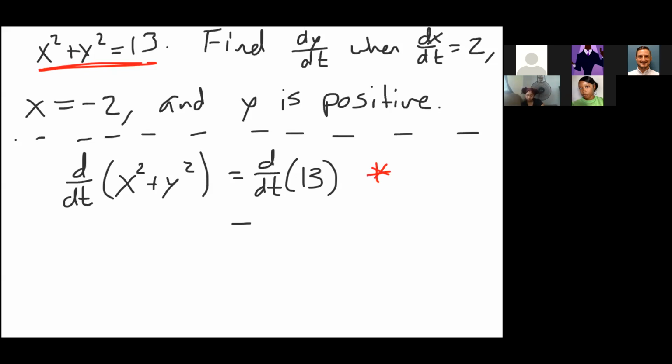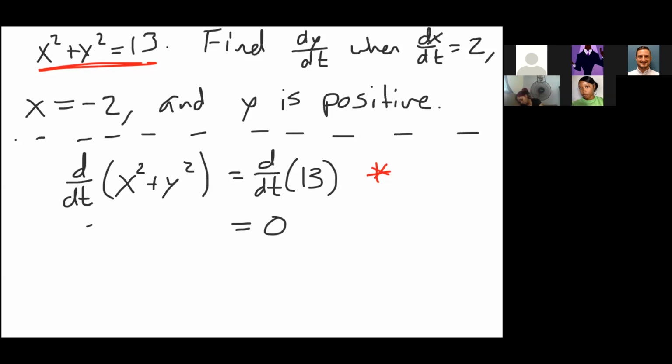Now again, that right-hand side is going to be nice and simple for us. What is the derivative with respect to time of 13? Well, the derivative of any constant is always what? 0. Yeah, derivative of any constant is always 0. It doesn't matter what variable you're taking the derivative with respect to. So on that right-hand side, I've got 0.